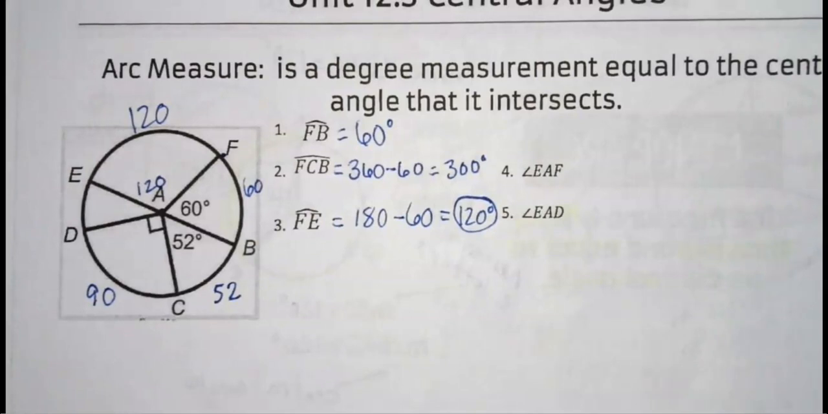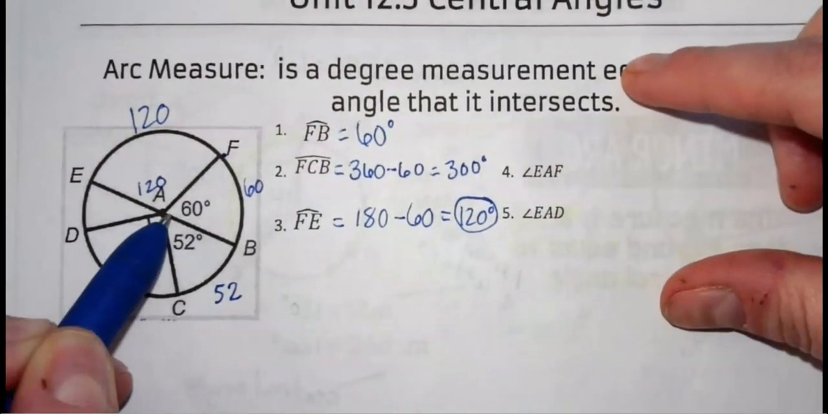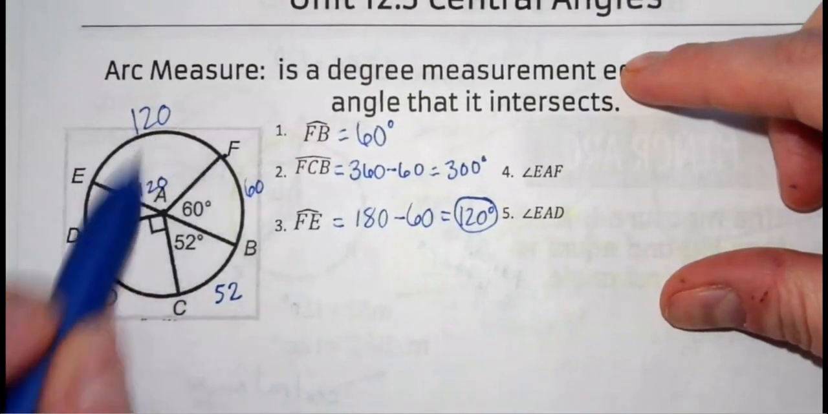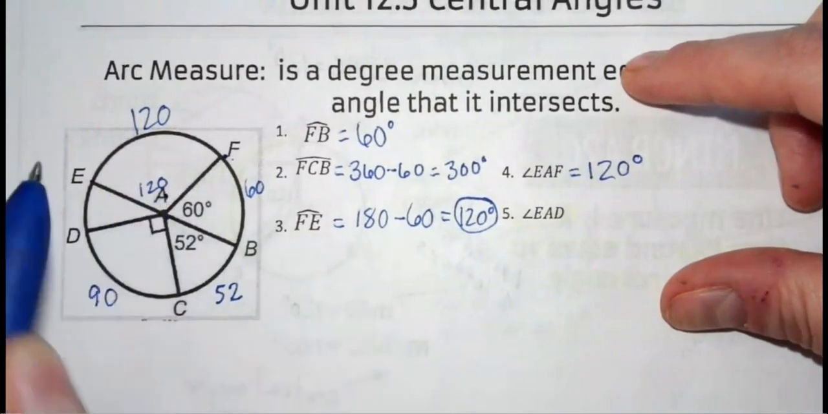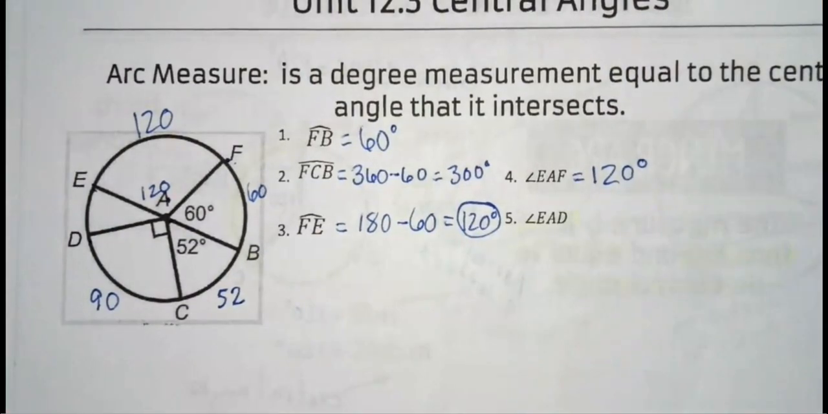All right. Next, E, then A, then F. Notice what this is. This is an angle. We already know that this arc is 120, so I know that this angle is 120. So basically, can you identify what an angle is? E, then A, then F. It's this angle right here. Okay, last one, EAD. This is the last one in the entire circle.